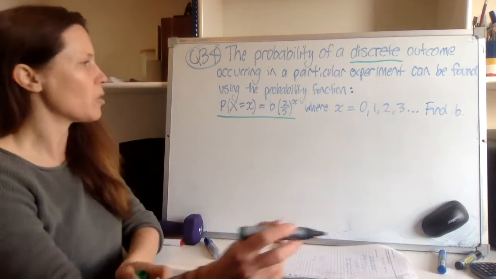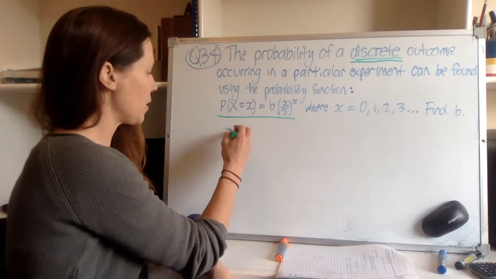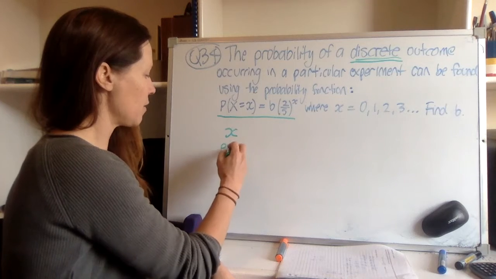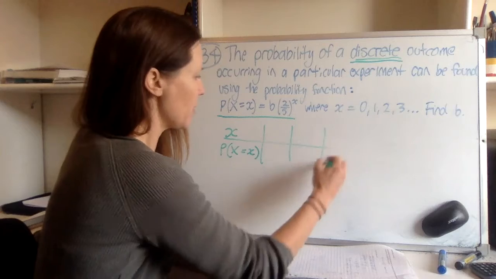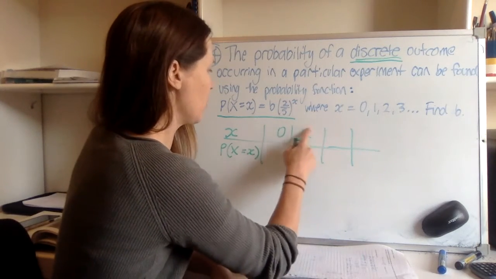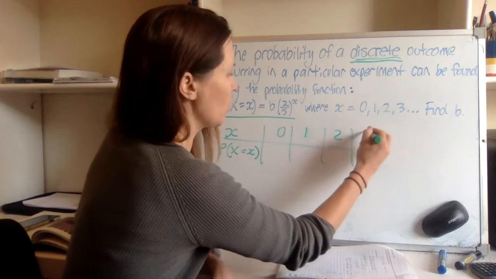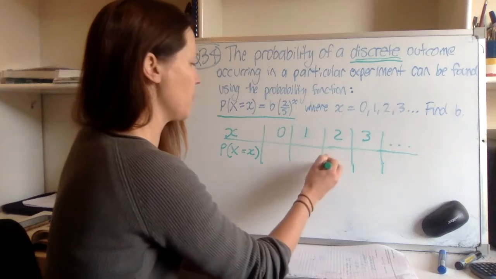So the first thing that I would do here is, I know it's a discrete probability distribution, I would draw up a distribution table because that gives me an idea what we're working with here. So we've got x equals 0, 1, 2, 3, and let's put the dots too, just to remind us it goes on forever.